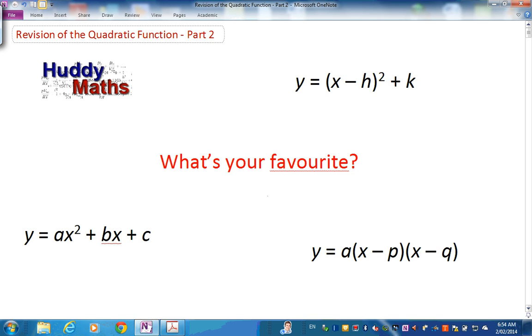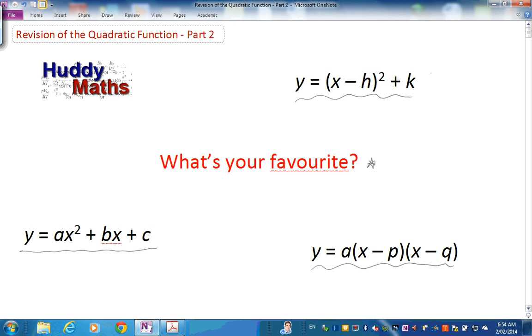I've got a question for you. Here it is, right here. What's your favourite form for the quadratic function? Is it this one? Okay. Or the factorized form? Or what about expanded form, ax squared plus bx plus c? Which one do you like? If I asked you things about what the graph looked like and things about the function in general, which one's most helpful, do you think? Pause and just think about that.